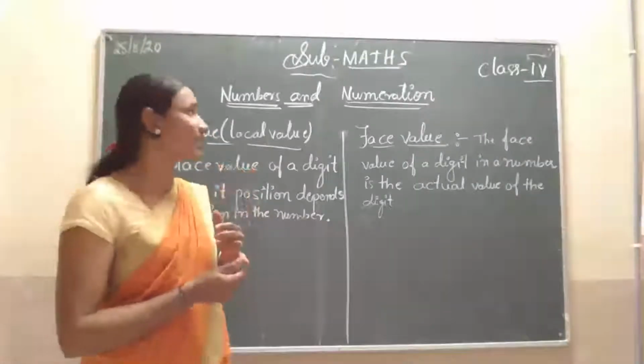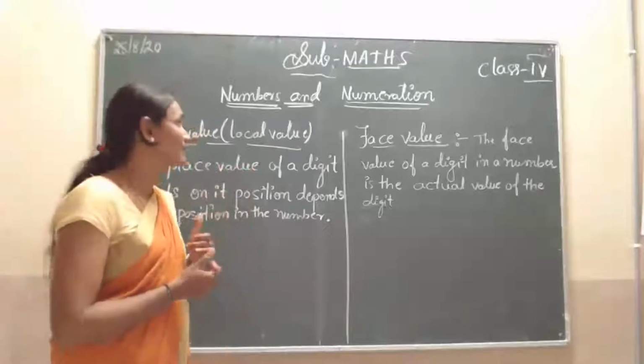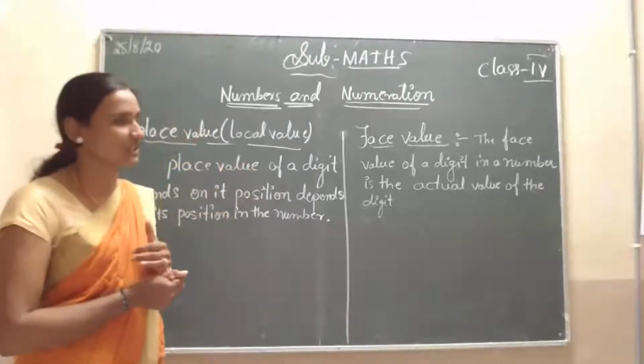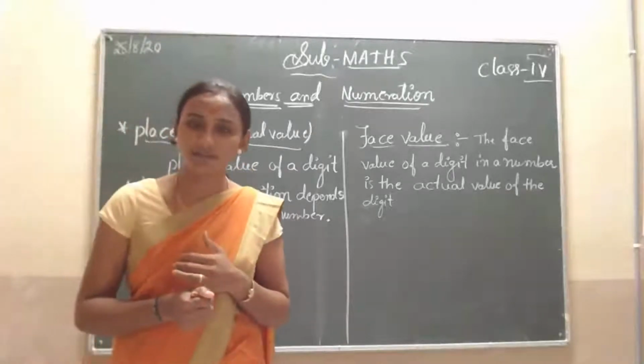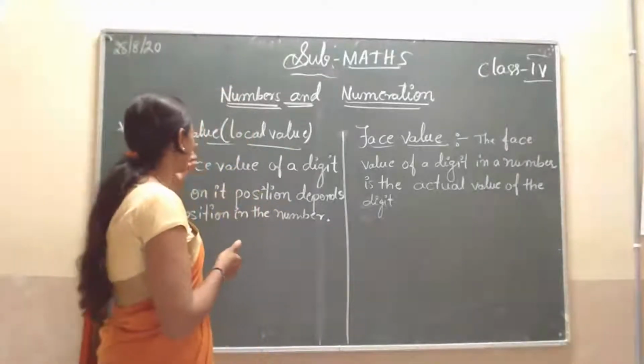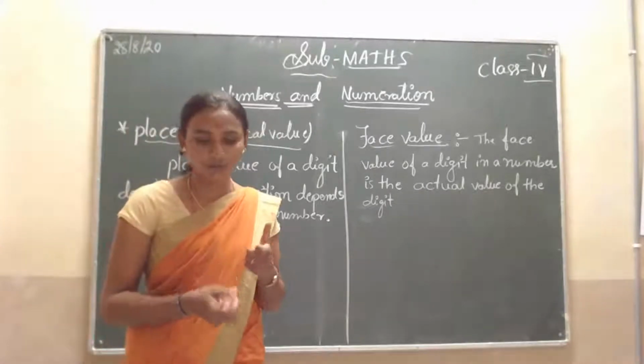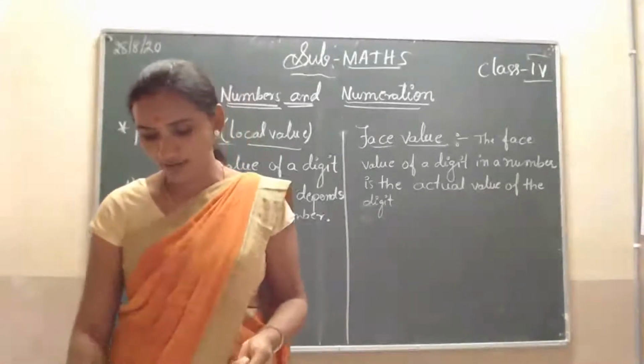Today's class is the fourth class, and the chapter name is the same: numbers and numeration. Today I will discuss the basic concept of place value and face value.